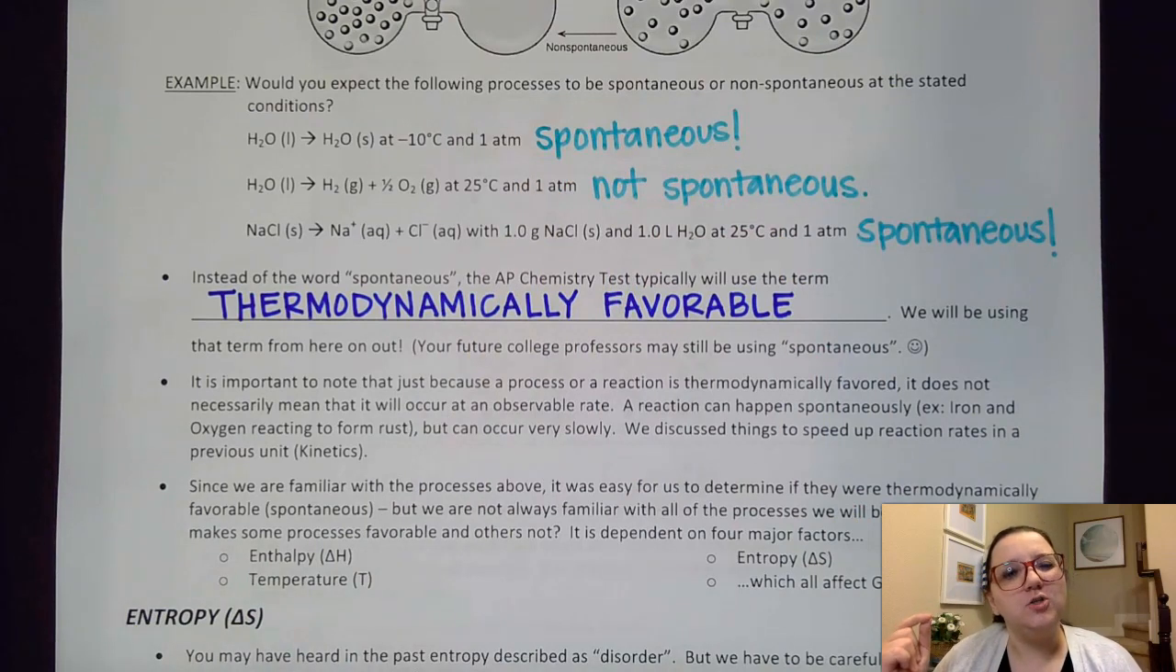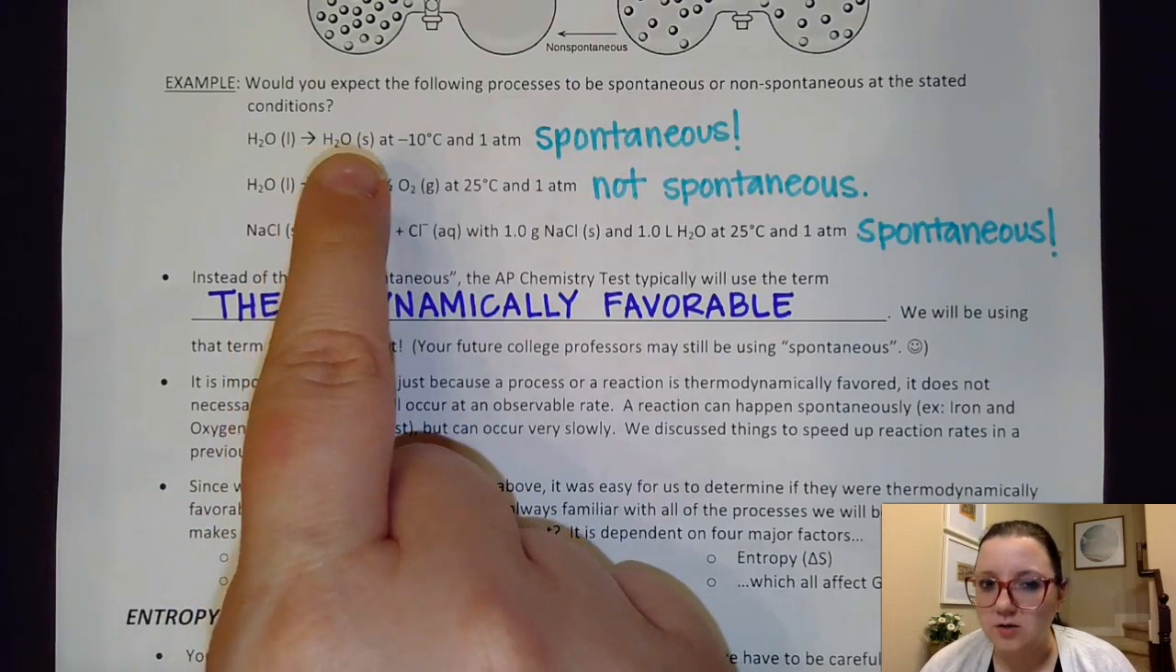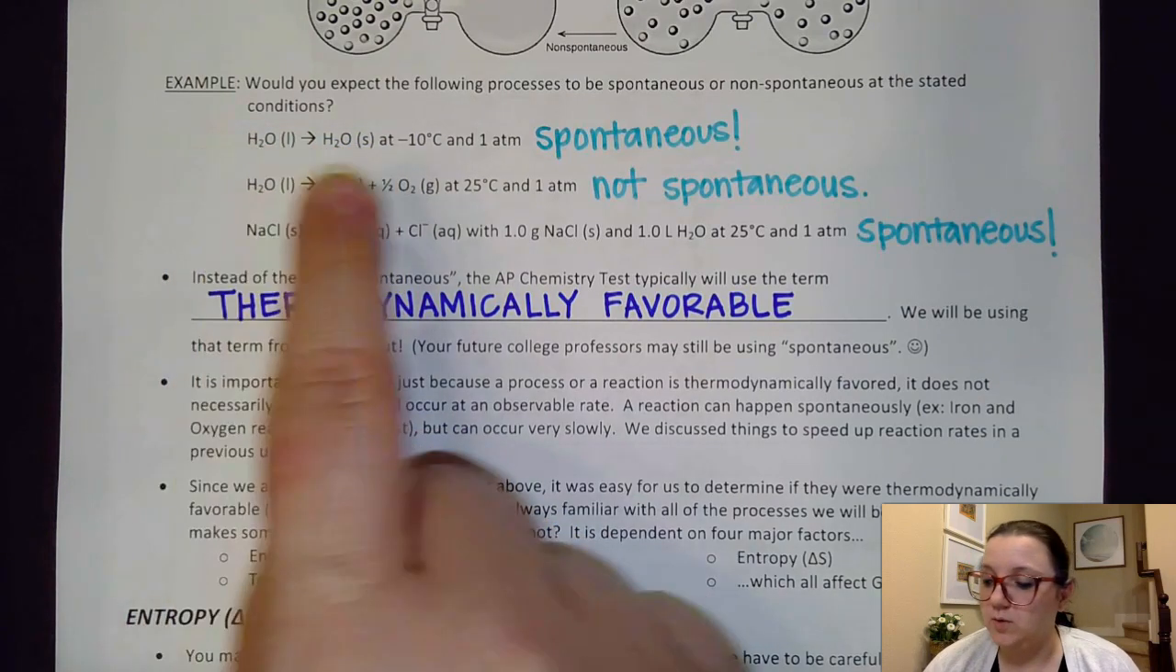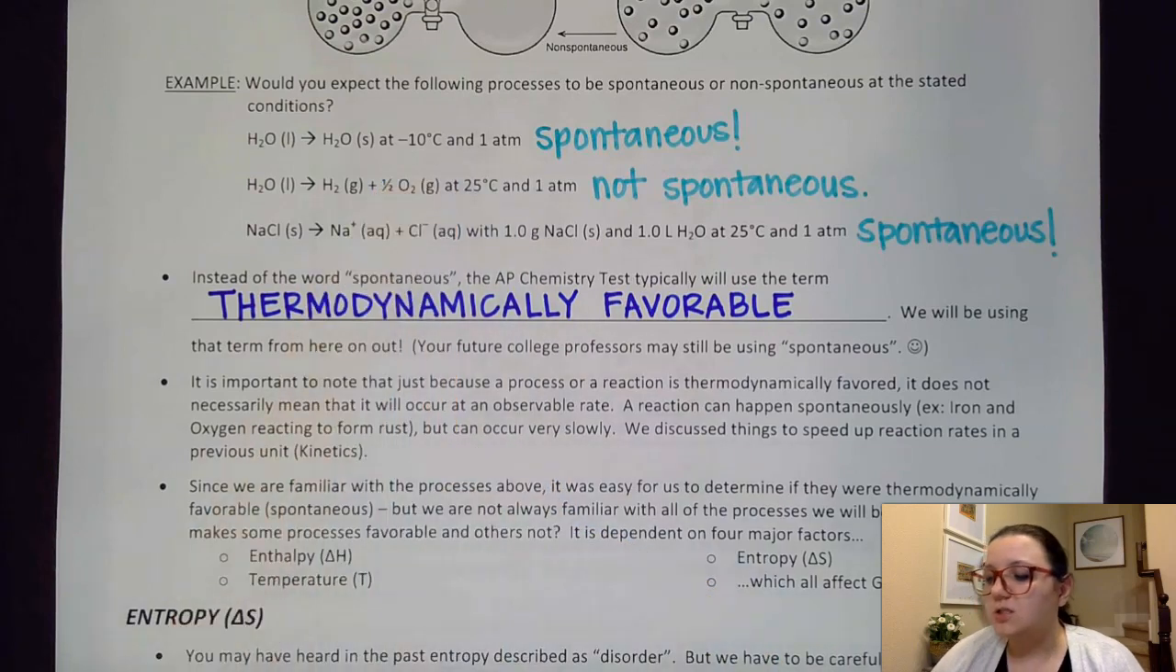However, if I wanted to reverse that process, I would need to apply some extra energy to get a solid to go back to a liquid at these conditions. More than likely, I would need to raise the temperature. So it's not something that would occur at that exact set of conditions on its own. So again, the reverse process is non-spontaneous. Now let's look at the next one.